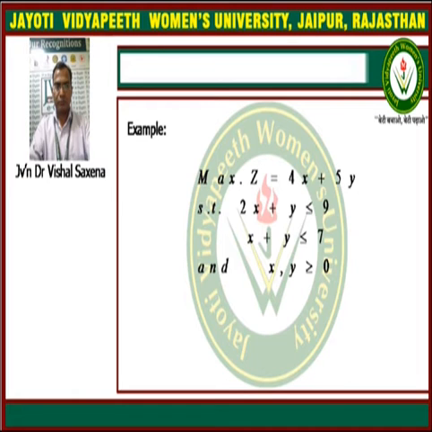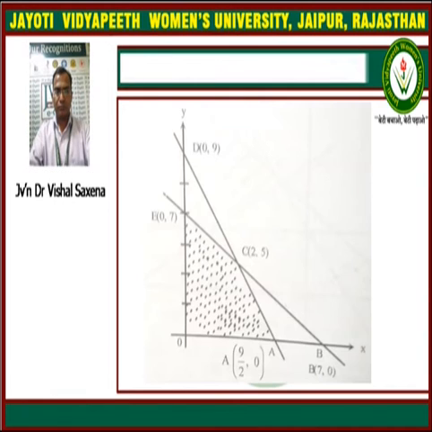Here the objective function is to maximize z = 4x + 5y, and subject to the two constraints that 2x + y is less than or equal to 9 and x + y is less than or equal to 7, and x, y greater than or equal to 0.